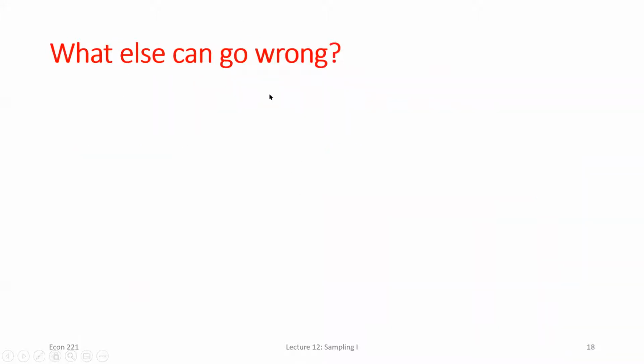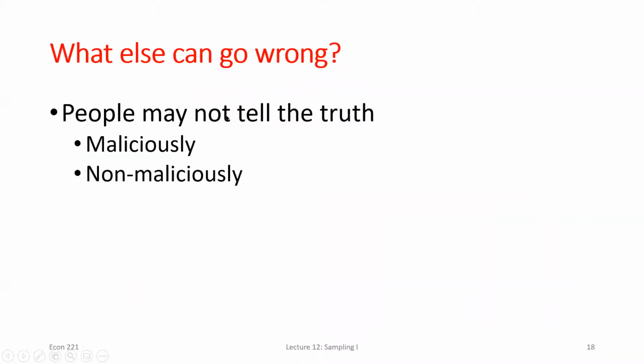Now, what are some other things that could have gone wrong? Well, people lie to you, right? Either maliciously or non-maliciously. So people might have said they were going to vote for Landon and then ended up switching and voting for Roosevelt, right? They non-maliciously lied. They were telling you the truth at the time, but it ended up not being what they actually did. People might also maliciously lie.